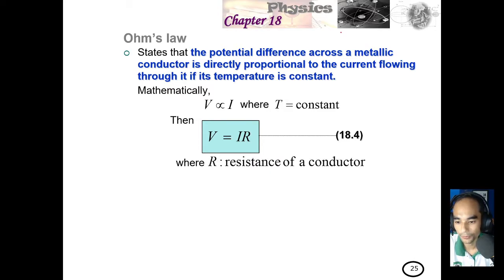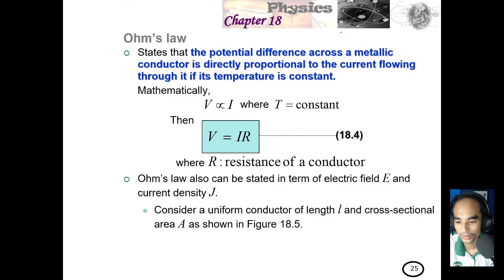Ohm's law can also be stated in terms of electric field and current density. So now we're going to derive J equals sigma E. This is equivalent to V equals IR. We consider first a uniform conductor of length L and cross-sectional area A, as shown in the figure below.